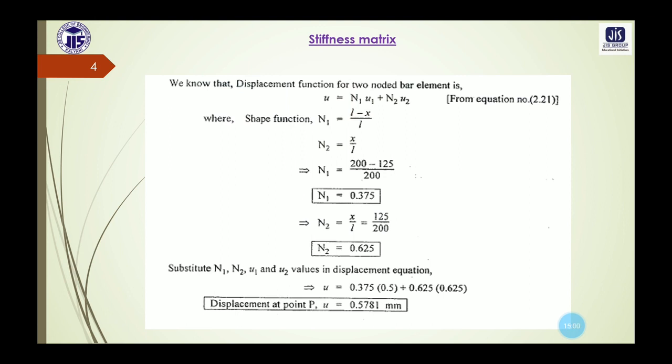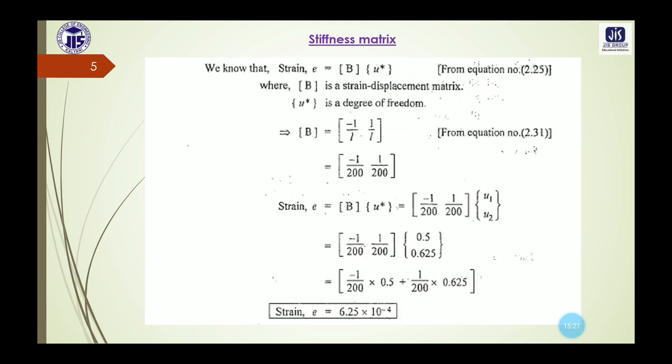So this value of L and x we have already calculated, so we need to only put these values and find the value of N1 and N2. If we put the values of N1, N2, U1 and U2 in the final equation of the displacement function small u, then we can calculate the displacement at point P. This is 0.5781 millimeter.